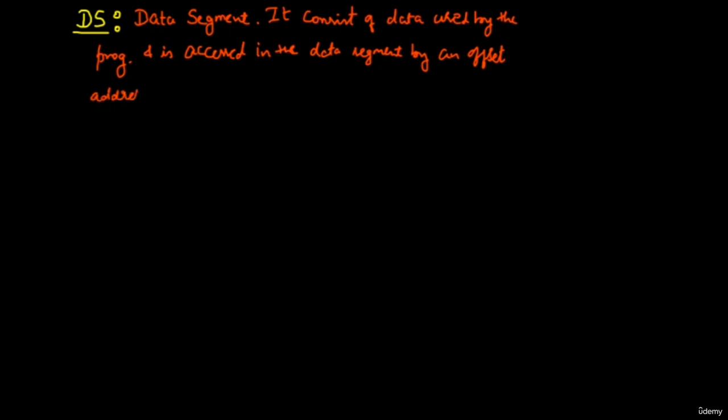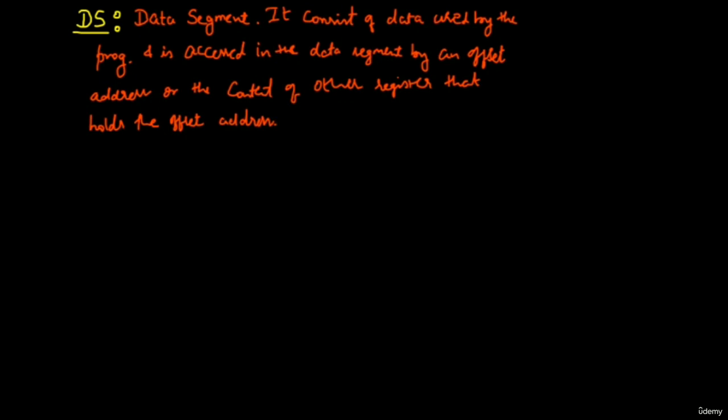Address or the content of other register, or the register that holds the offset address. So here we have it. Okay, we are done with the definition part.